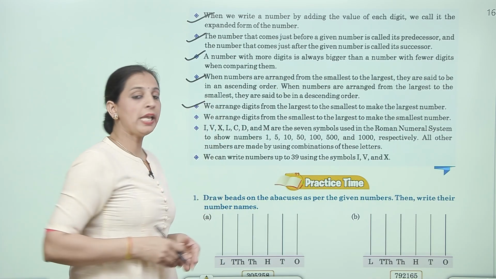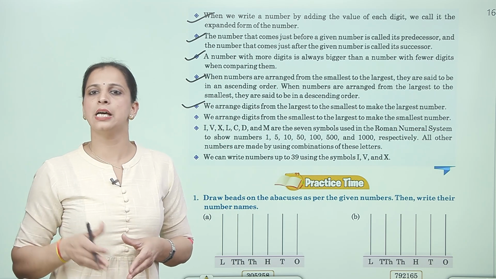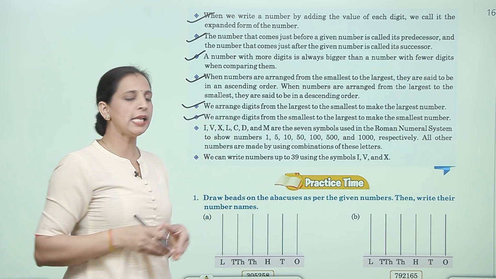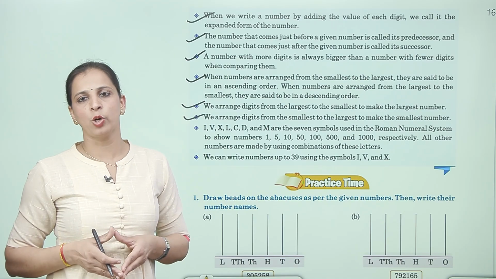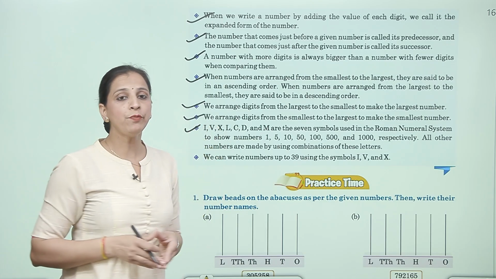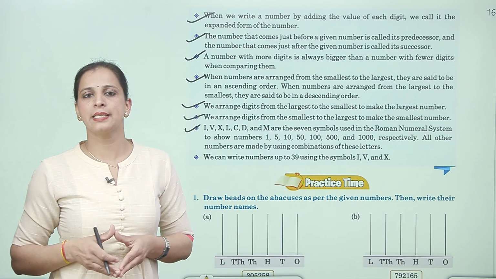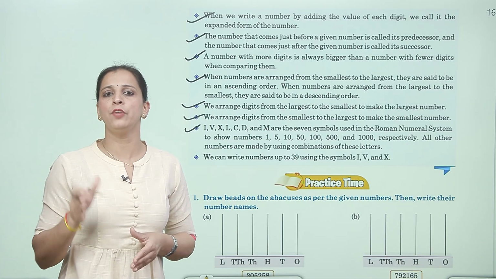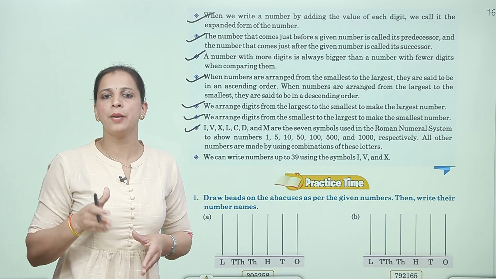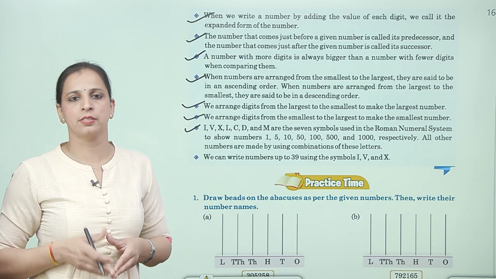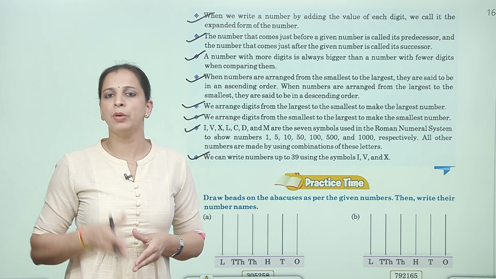Next, we arrange digits from the largest to the smallest to make the largest number. Next, we arrange digits from the smallest to the largest to make the smallest number. Next, I, V, X, L, C, D and M are the 7 symbols used in the Roman numeral system to show numbers 1, 5, 10, 50, 100, 500 and 1000 respectively. All other numbers are made by using a combination of these letters. Next, we can write numbers up to 39 using the symbols I, V and X.